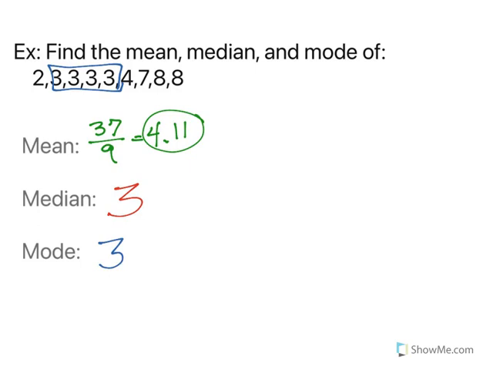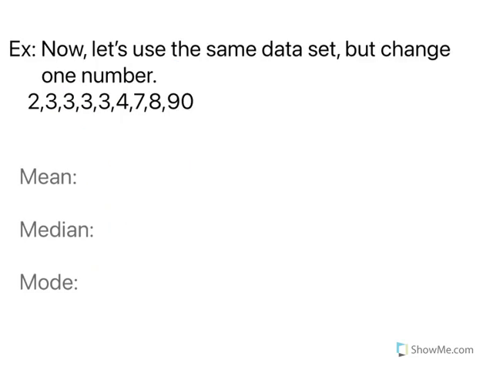No problem. All right, now we're going to take this same data set, but we're going to change one number so that we can look at what happens when we have an outlier. So you can see I still have 9 numbers, but now I have 2, 3, 3, 3, 3, 4, 7, 8, 90. Hopefully you can see that 2 through 8, they're all kind of bunched together, and then 90 is very different from what I have, and therefore 90 is my outlier.